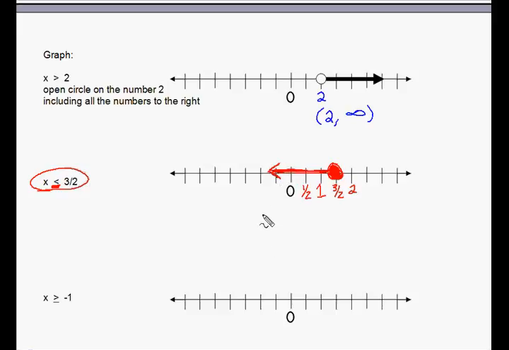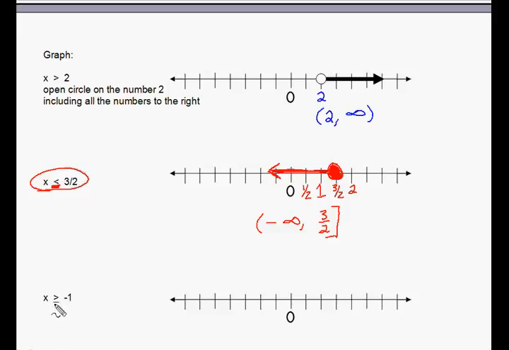In interval notation, that would be a parenthesis, minus infinity, comma, 3/2. And since this 3/2 is included, we use a bracket. So the difference between using parentheses and using brackets is whether or not the inequality includes a line or does not.